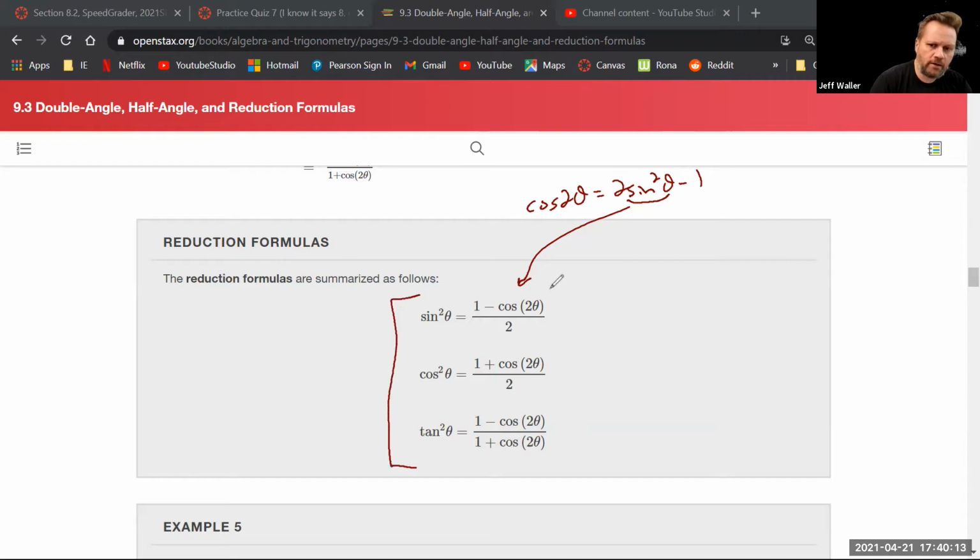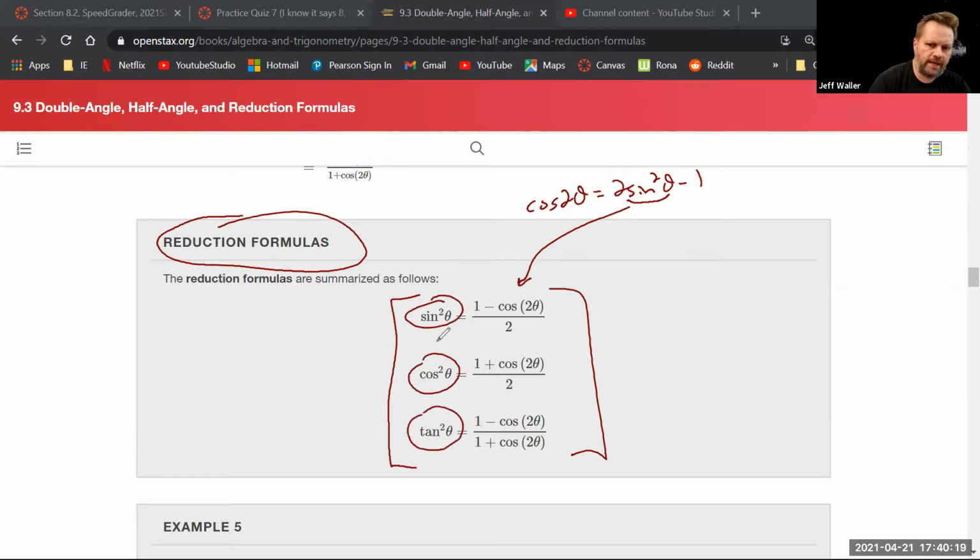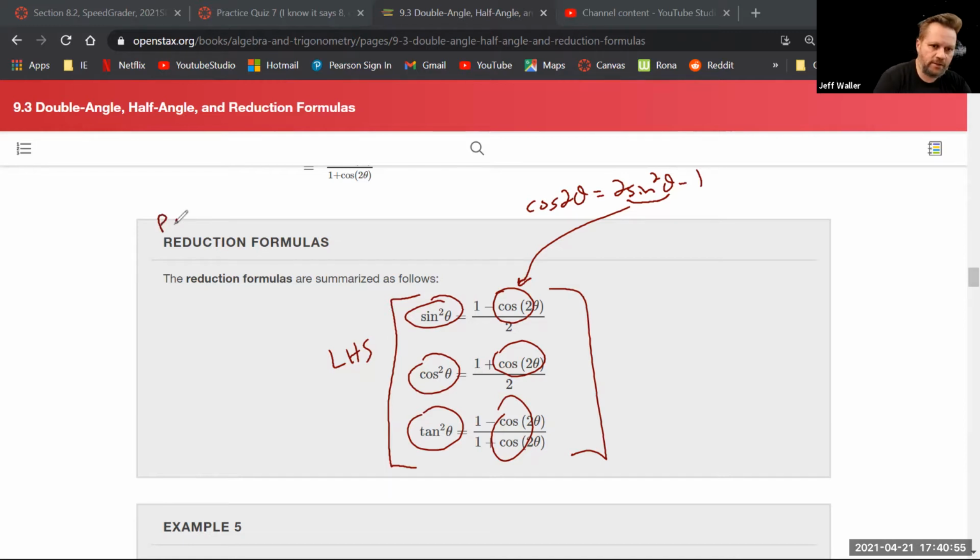Now why do you think they call these reduction formulas? What is true about each of the things on the left-hand side? They're squared. And then what's true about each of the trig functions on the right-hand side? They're doubled. The inside is a double angle, but what power is on the cosine? They're just by themselves, the first power. So I normally see these called power reduction formulas, which actually makes a lot more sense than just reduction formulas.